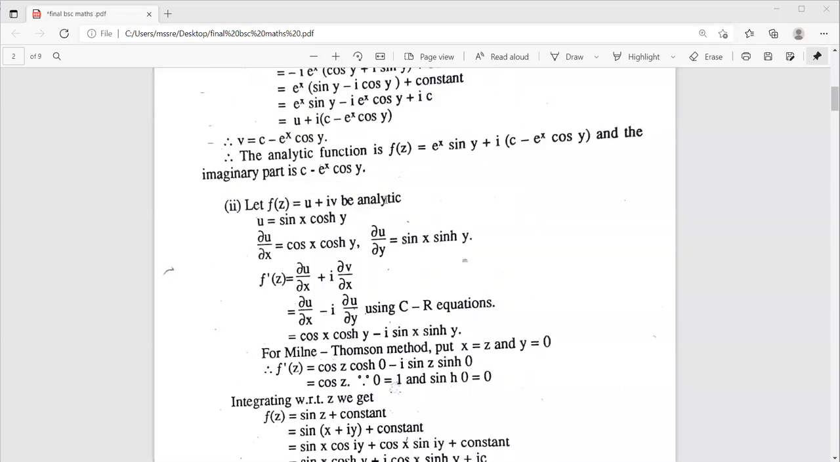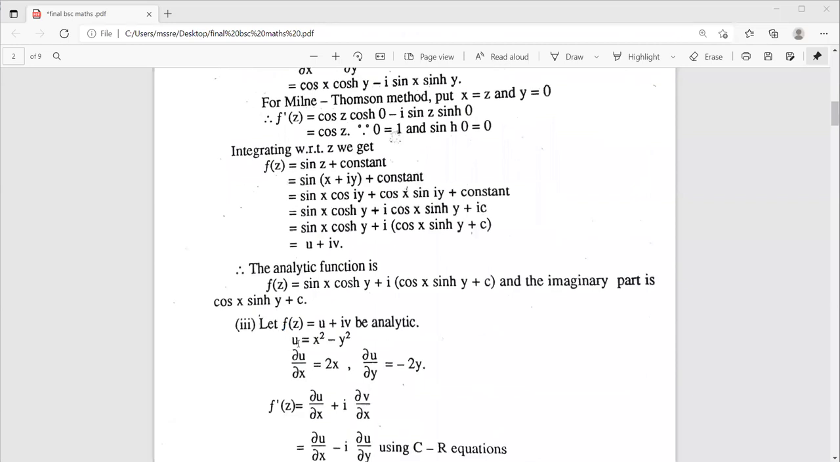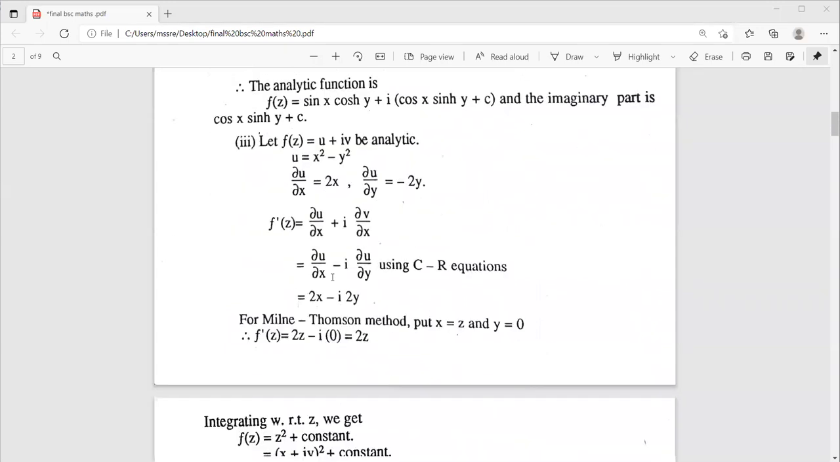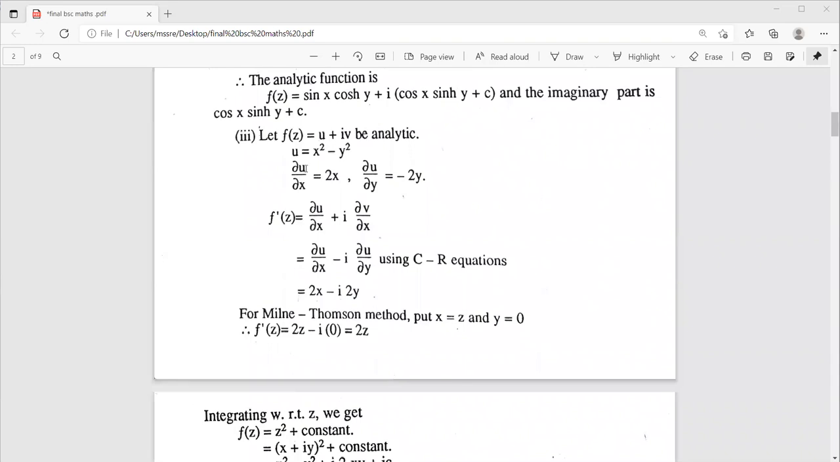Let f of z equals u plus iv be analytic. So, u is given to be x square minus y square. Real part is u. Next, partially differentiate u with respect to x. You will get 2x. Partial differentiation of u with respect to y is minus 2y.